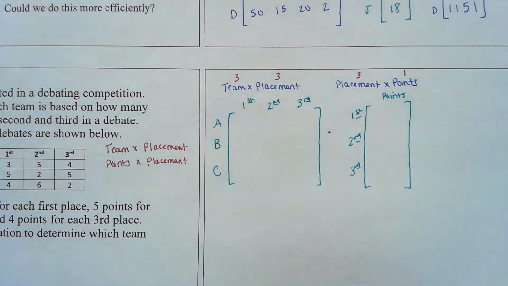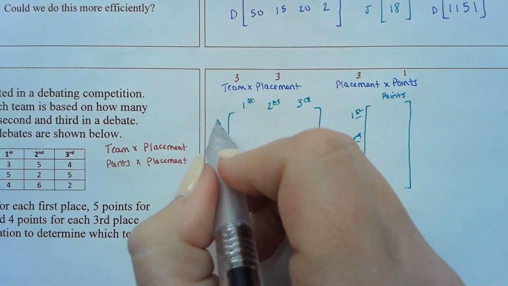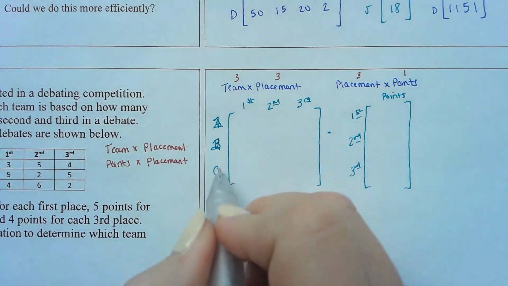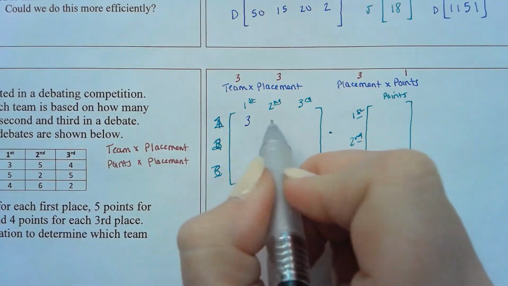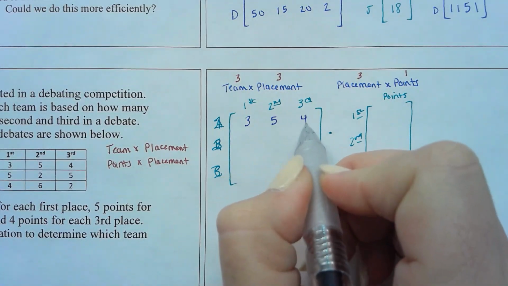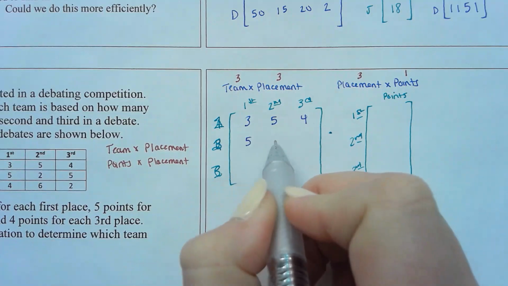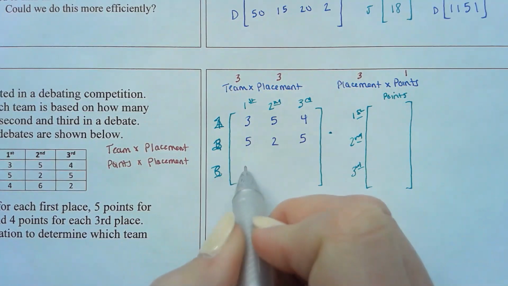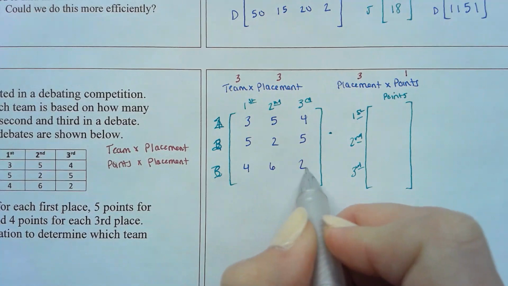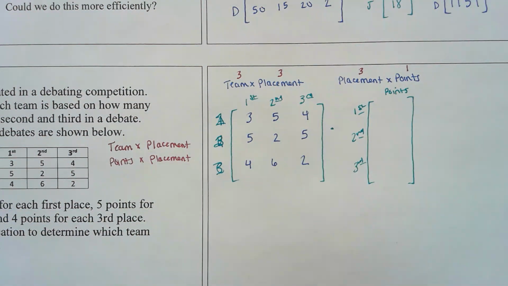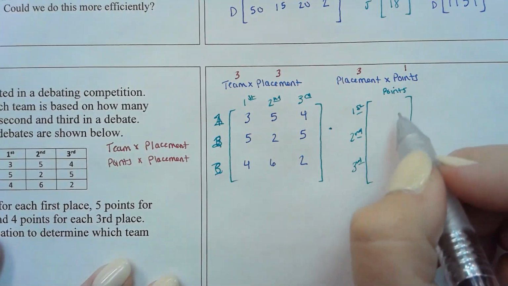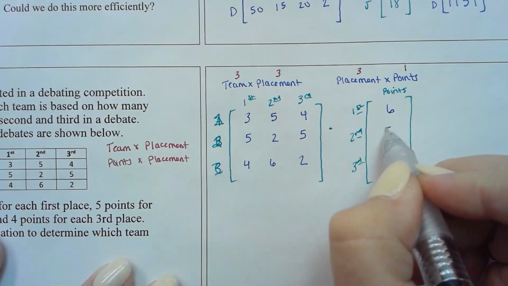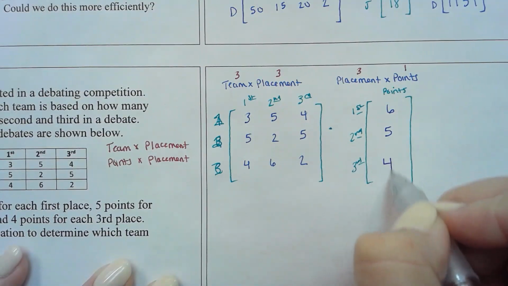Team, oh, look, why am I calling it team A? It was team 1, 2, and 3. I'm sorry. That's my fault. All right. Team 1 had 3 first place winners, 5 second place winners, 4 third place winners. Team 2, 5, 2, and 5. Team 3, 4, 6, and 2. Perfect. Now, first place, remember, earns 6 points. Second place is 5, and third place is 4.